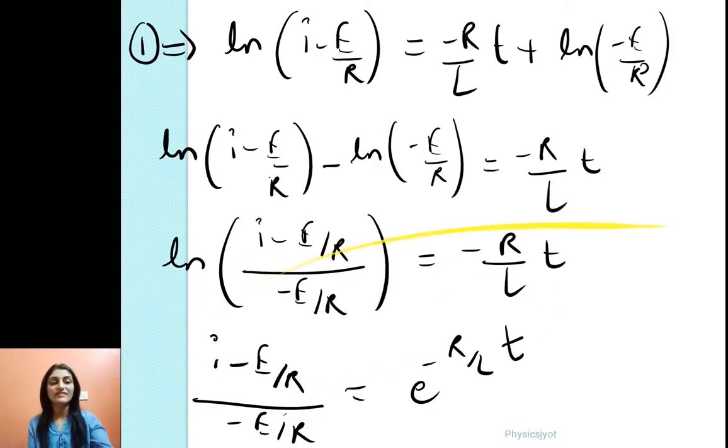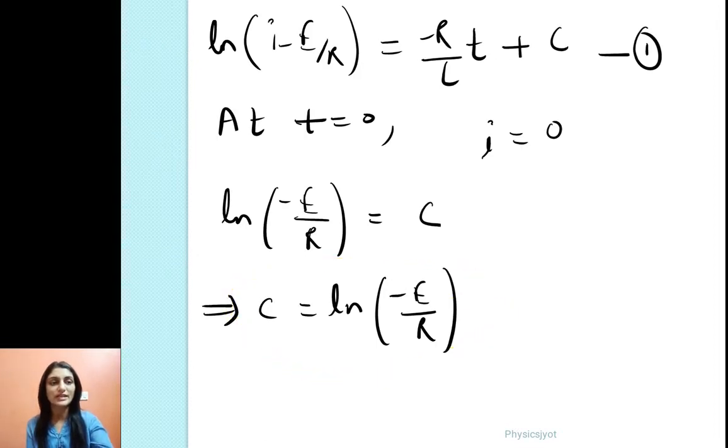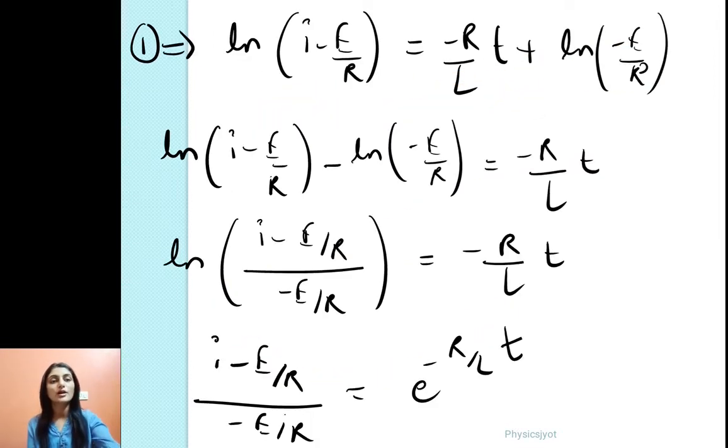If I substitute this value of C in equation 1, I get log of I minus E upon R equals minus R upon L into t plus log of minus E upon R. Now I shifted this term to the LHS. I get log of I minus E upon R minus log of E upon R equals minus R upon L into t. Log A minus log B is log A upon B. So that is how I get this term.